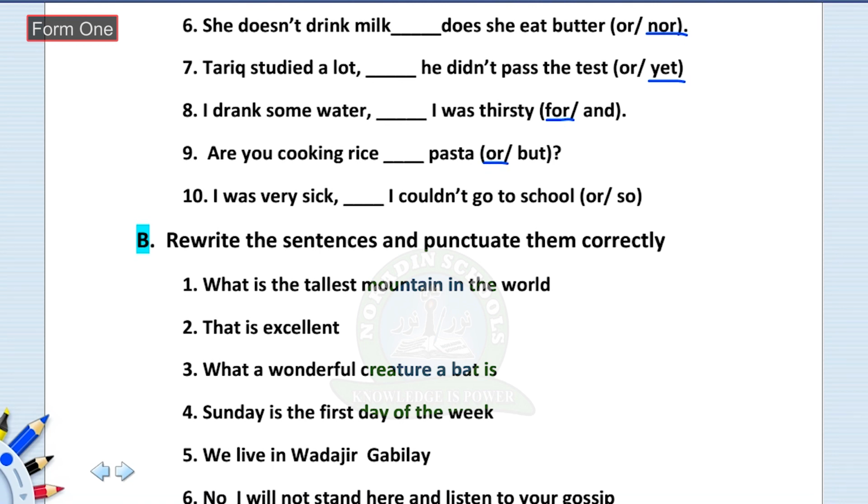The last sentence of this part is, I was very sick, dash, I couldn't go to school. Now you have got two options, or and so. So the correct option is so. I was very sick, so I couldn't go to school.